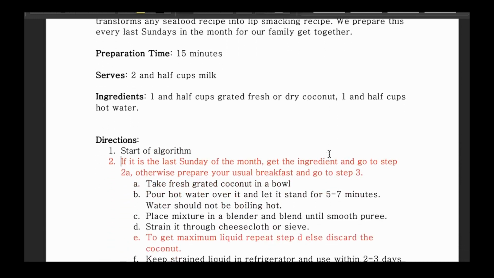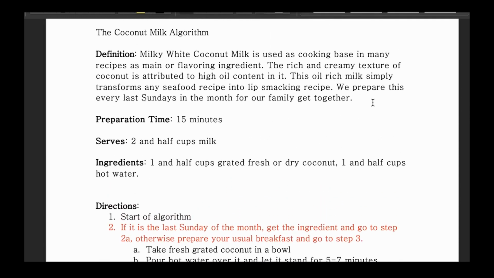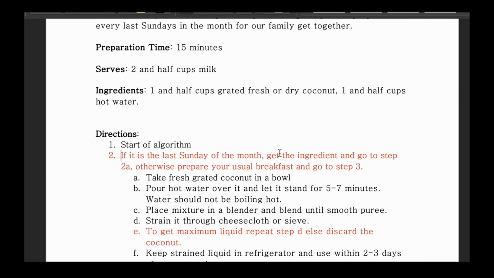Okay, so I made a few changes here. They are in the red text. Now, when you look at step 2, if it is the last Sunday of the month, that is because in the definition we said that we prepare this every last Sunday of the month for our family get together. So if it is the last Sunday of the month, then what you are going to do is get the ingredients and go to step 2A, that is from here, and then you go through step 2A through H. Otherwise, prepare your usual breakfast and go to step 3.